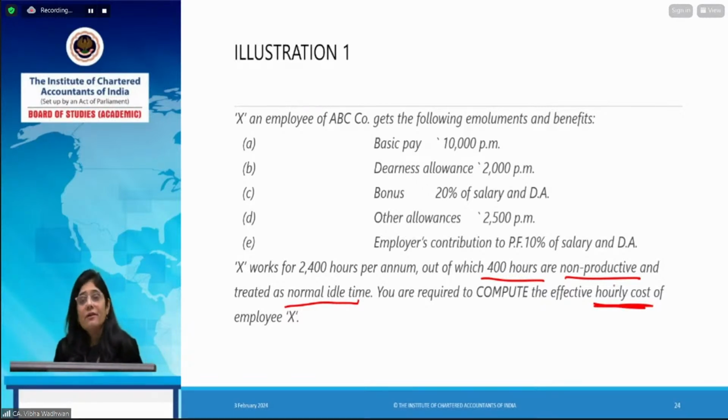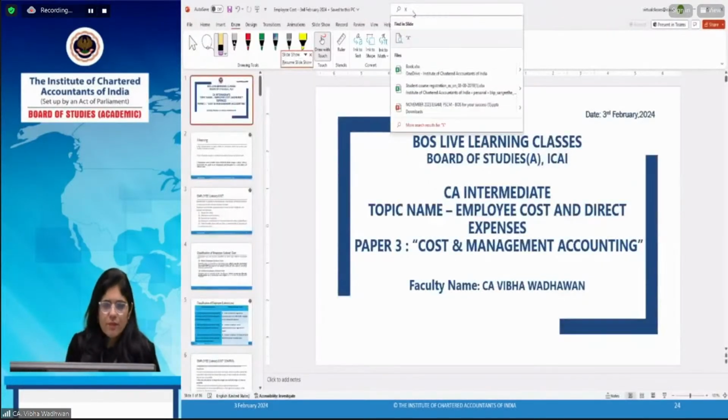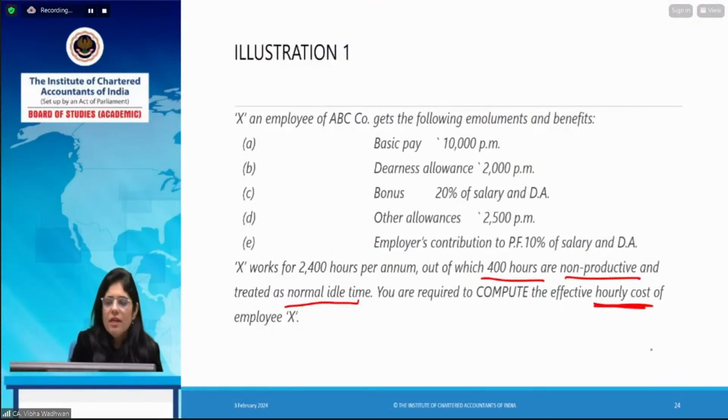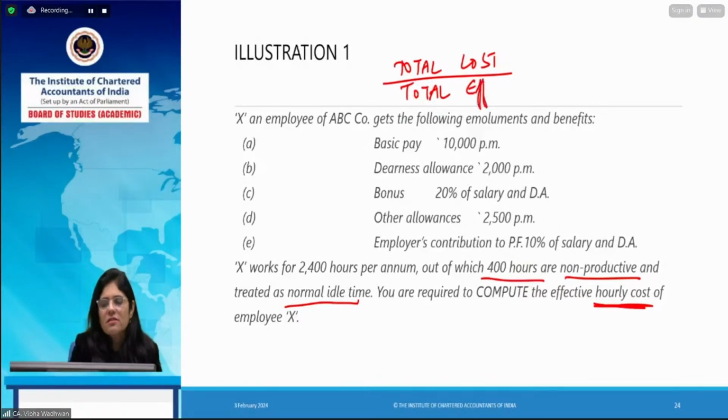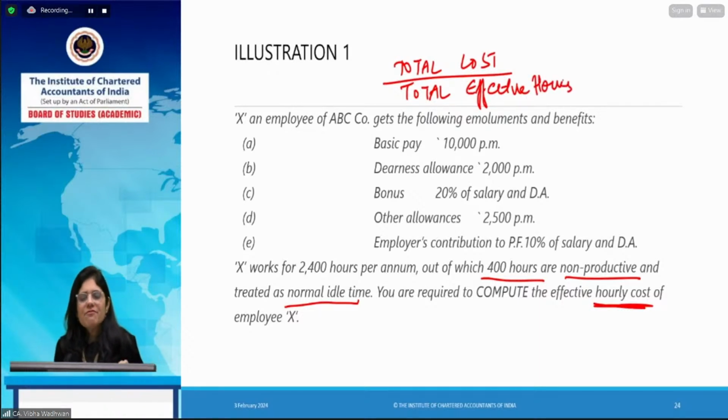Now, how to calculate the hourly cost? You should know how to calculate the cost per hour. For cost per hour, what do we require? We require total cost divided by total effective hours. Effective hours means we don't have to take normal idle time. So total cost divided by total effective hours gives us cost per hour.